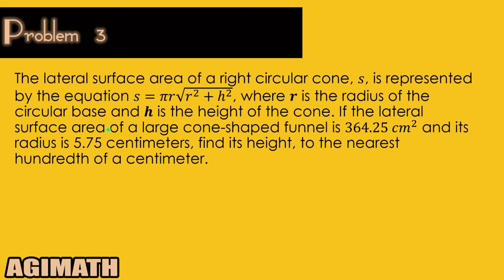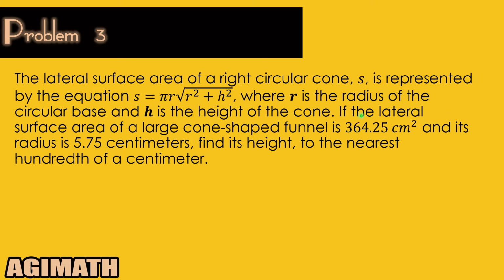Problem number 3 is very long and it's very nice. The longer, the nicer. The lateral surface area of a right circular cone represented by S is given by the equation S equals pi times r times the square root of r squared plus h squared, where r is the radius of the circular base and h is the height of the cone.